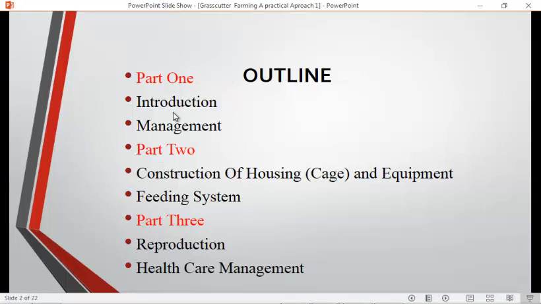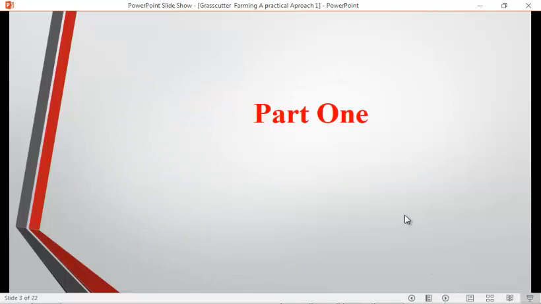For part one, we'll be looking at a basic introduction into grasscutter farming. We'll also look at management: how do you manage grasscutter farming, and what are the methods involved? Then in part two, we'll look at the construction of housing, that is the cage, and equipment needed in grasscutter farming. We also look at the feeding system: how you feed and care for the grasscutter. And in part three, we'll look at reproduction, how to manage them for proper reproduction, and of course, health care management.